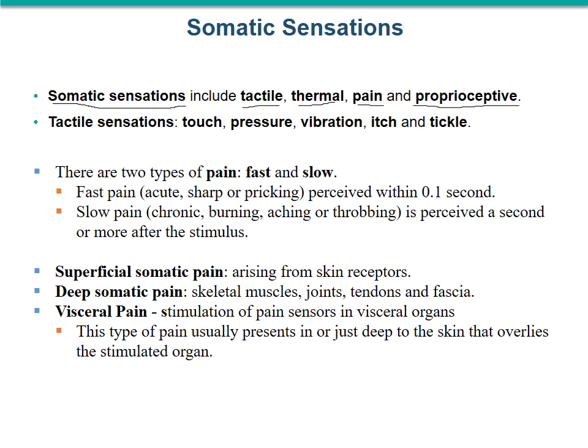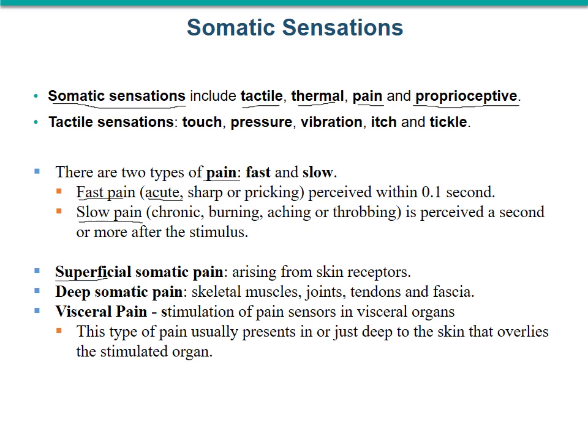In terms of pain receptors, they come in two forms. Pain receptors are either fast pain receptors or slow pain receptors. Fast pain receptors are going to pick up acute, sharp, or pricking sensations that you perceive within 1/10 of a second. These are really fast. Slow pain receptors tend to pick up things like chronic pain, burning pains, aching or throbbing. So for instance, when you've worked really hard and you start to feel that slow burn in your muscle, those are going to be sent to the nervous system via slow pain receptors. And it can take up to a second or more after the stimulus has reached the nerve before it is actually sent to the central nervous system.